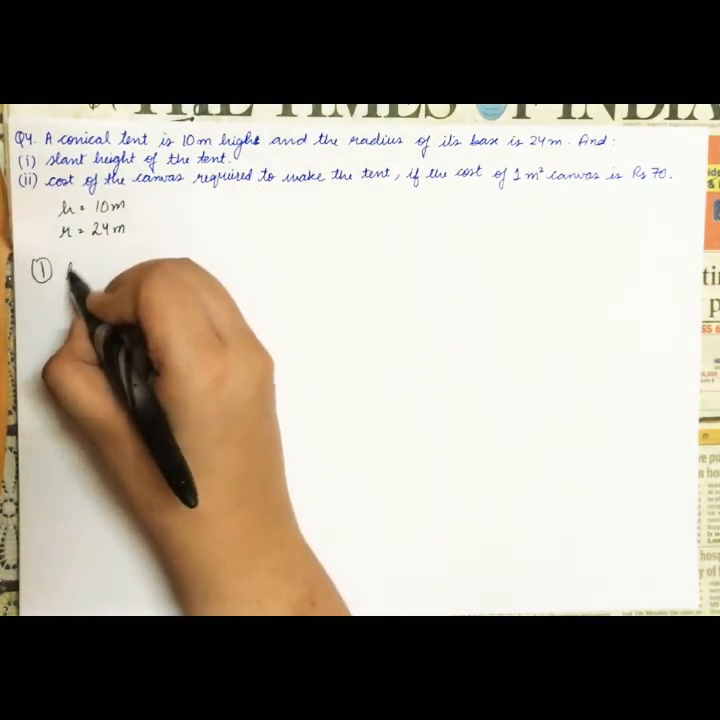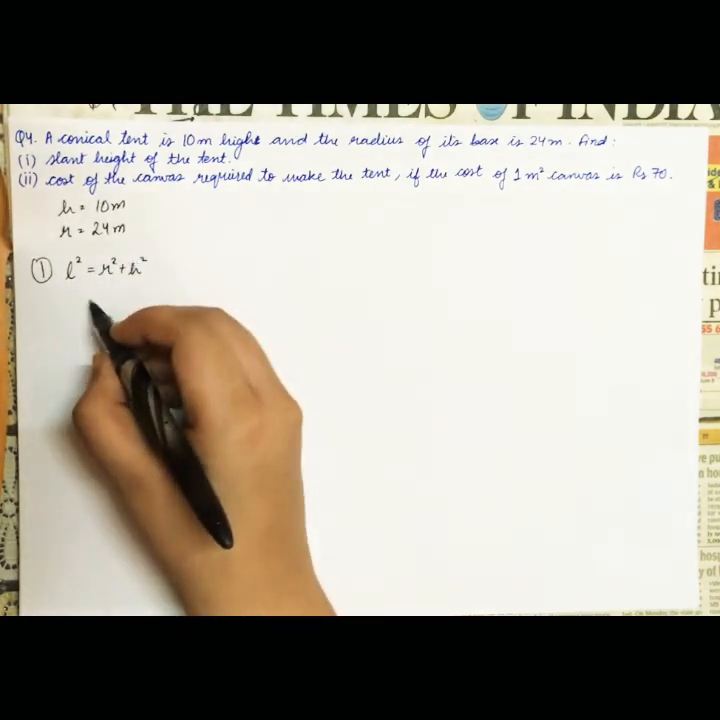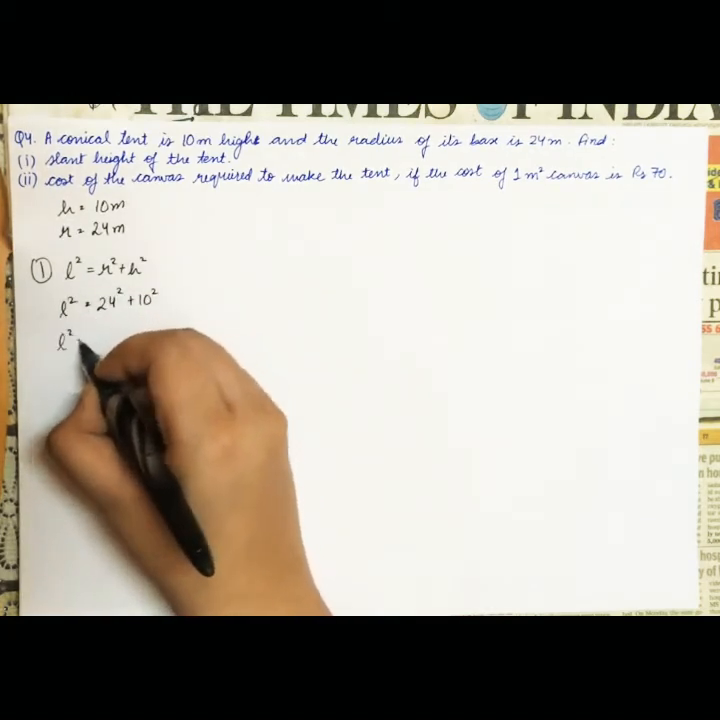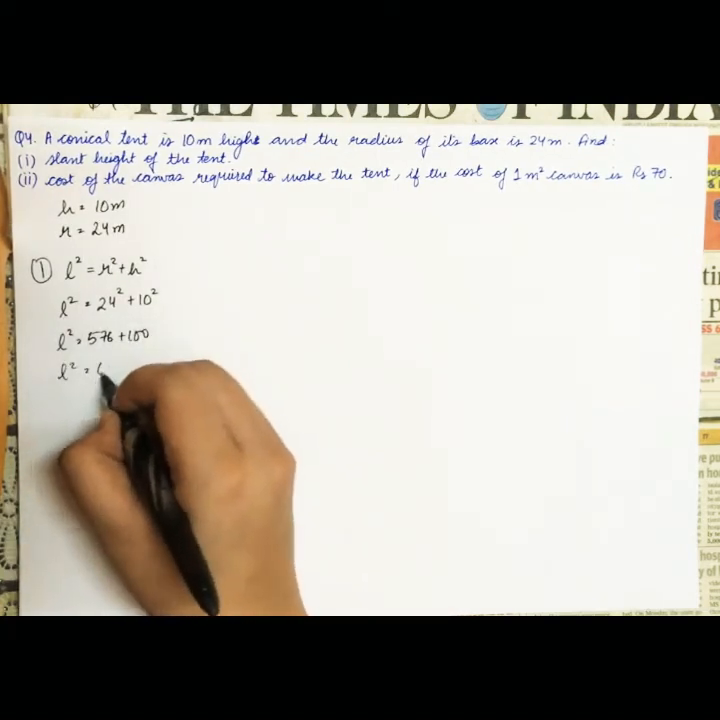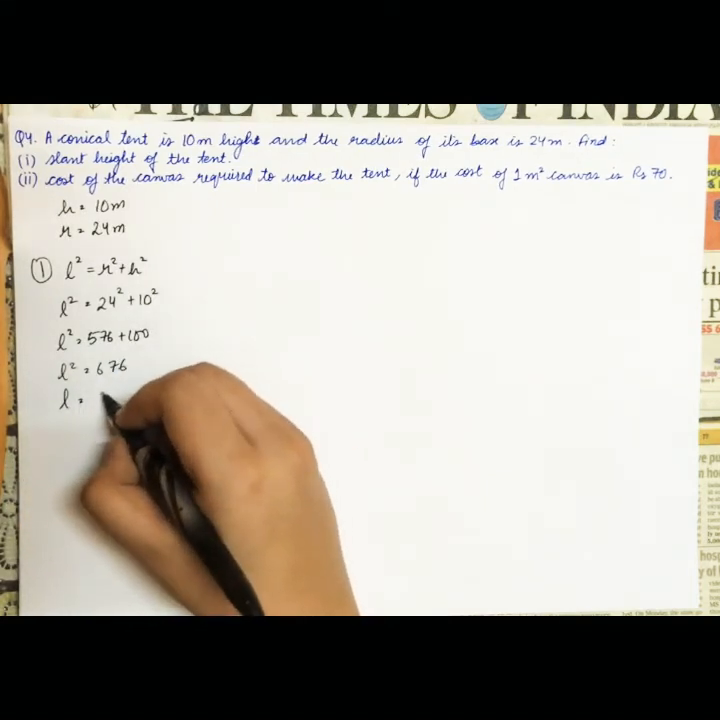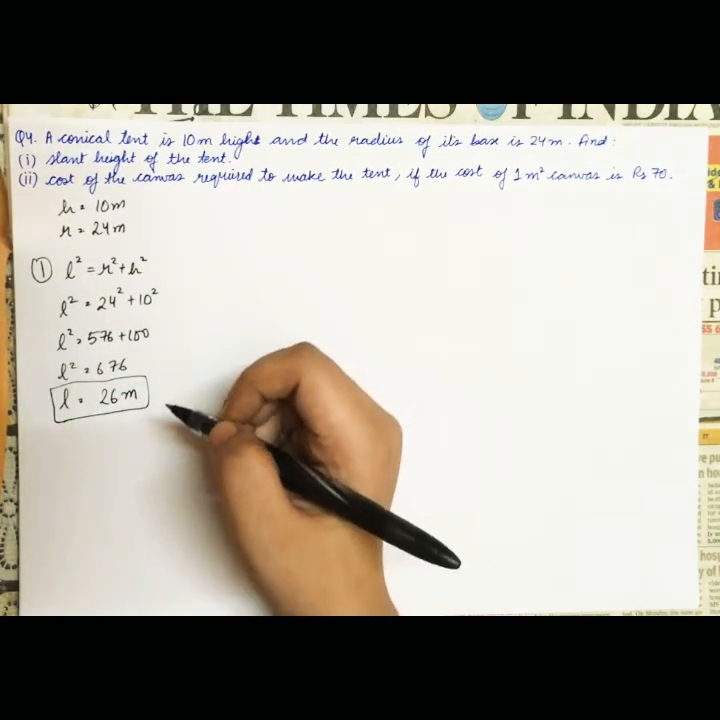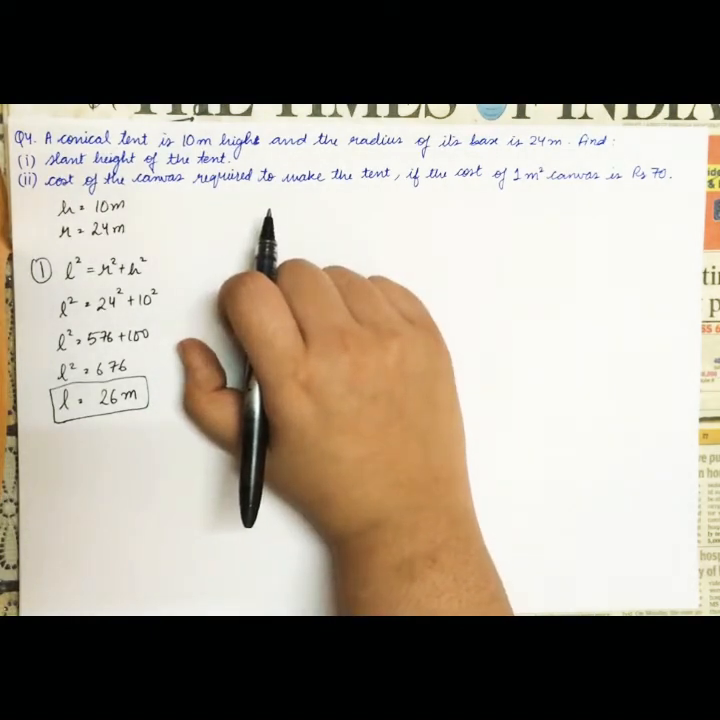So we'll use the formula L square is equal to R square plus H square. Now we'll put the values, that is 24 square plus 10 square. L square is equal to 576 plus 100. L square is equal to 676. Therefore L is equal to root 676, which is equal to 26 meter. Now we have to find the cost of the canvas required to make the tent. So therefore we have to find the curved surface area of the tent.